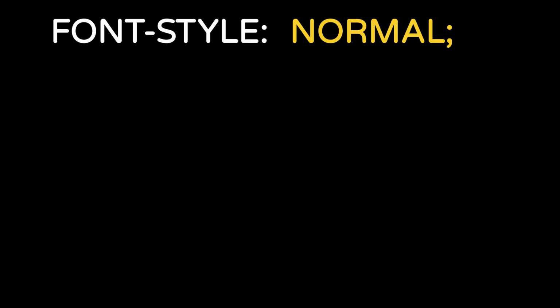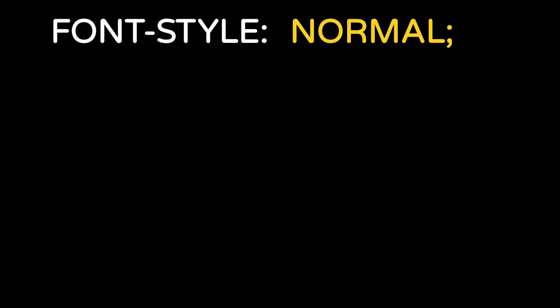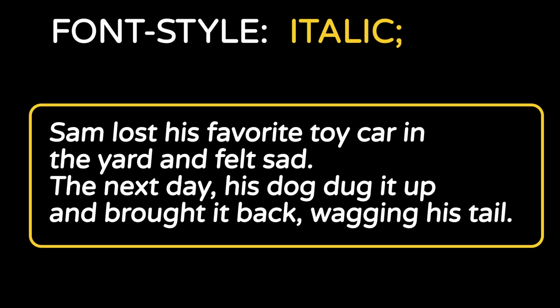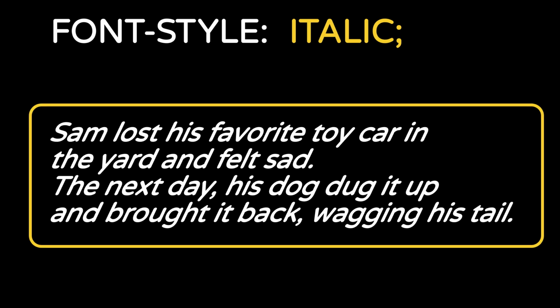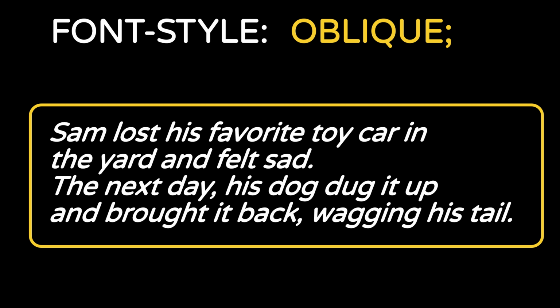The first is normal, which displays text in its default form, ideal for standard content. Next is italic, which tilts the text to the right for emphasis, often used for book titles or quotes. And finally, oblique, which is similar to italic but with a slightly different slant, offering a more subtle stylistic effect.